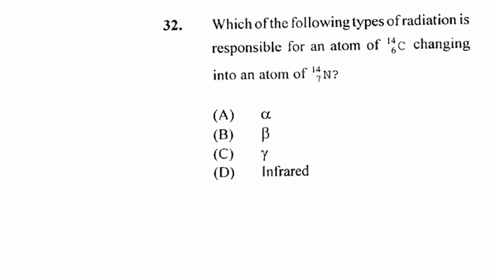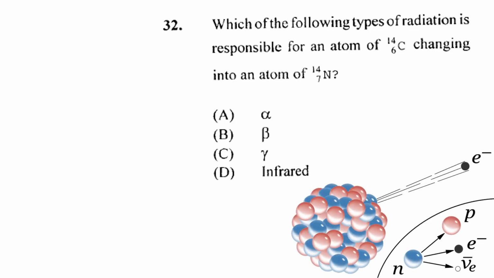Number 32. Which of the following types of radiation is responsible for an atom of carbon-14 changing into an atom of nitrogen-14? Is it A, alpha rays, B, beta rays, C, gamma, or D, infrared? Well, here you should automatically eliminate D. There is no infrared radiation that changes atoms, right? Also, C should be eliminated. Gamma, those don't cause atoms to be changed when they're emitted as well. It's either A or B.